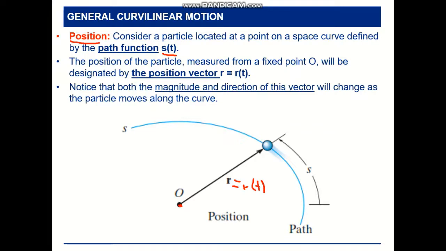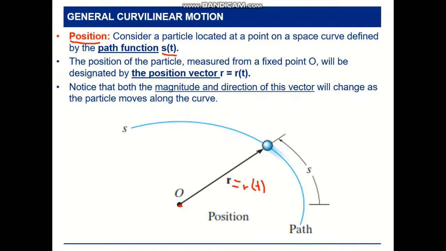Which means when this particle moves by time, which is s(t), the path is changing by time. The position is also changing by time. When it changes, the r is also changed. So don't think this path is a perfect circle. That's why this r, our position vector, is changing by time as well.